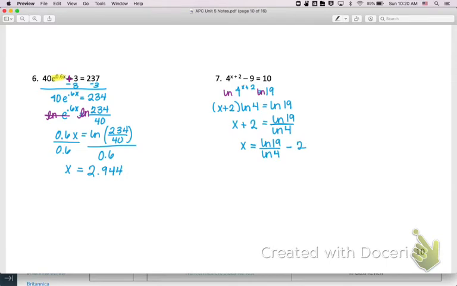Now to type this into your calculator to get your decimal, make sure this time that you close both sets of parentheses. And when you do that, we get 0.124.